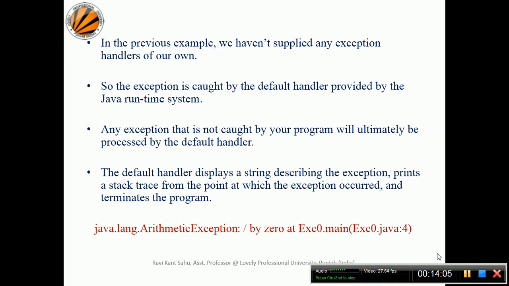Three things it will do. It will print an exception message that describes the type of the exception and the reason behind it. It will print the stack trace from where the exception has occurred, and it will terminate your program. Now that is one of the major drawbacks of the default handler. If a handler is provided by the Java runtime system, one of the major drawbacks is that it will terminate your program.